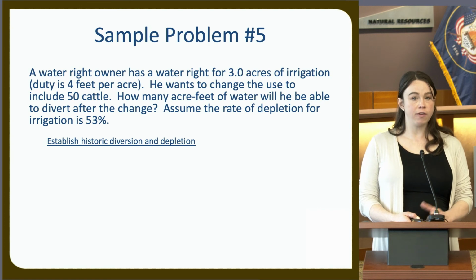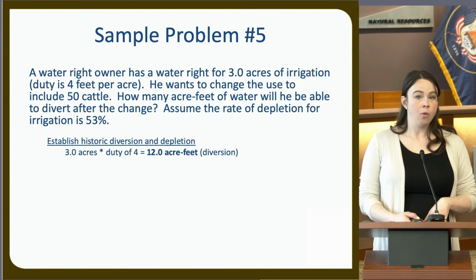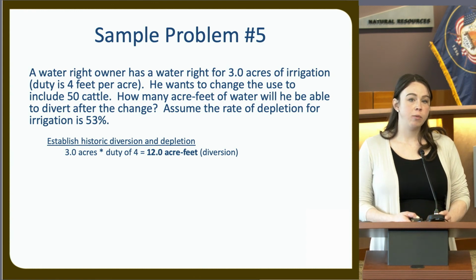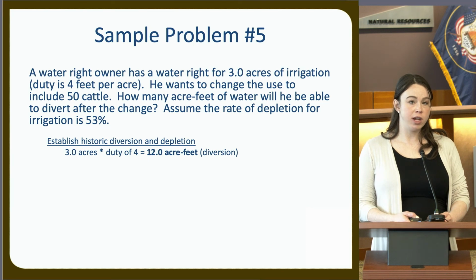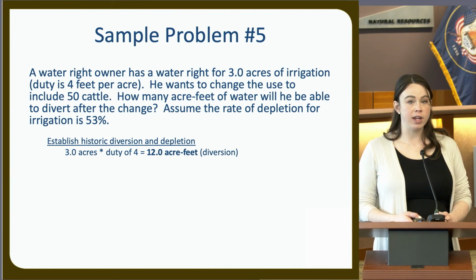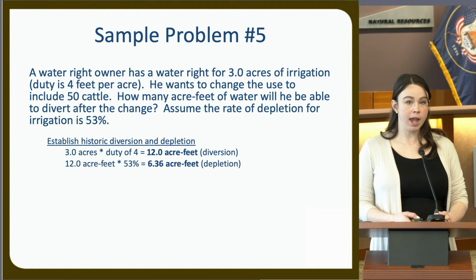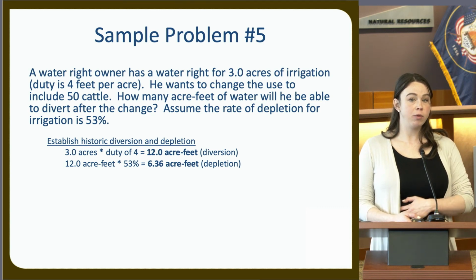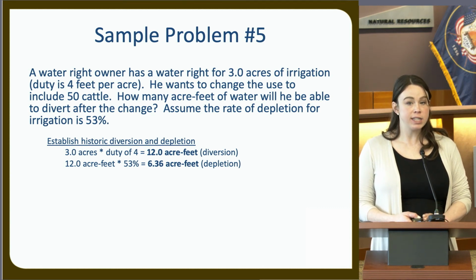First off, we want to figure out how much was actually being diverted and depleted. To find diversion, we've been doing this with our last problems. We can multiply that acre amount by that duty to get our acre foot amount. So he's been diverting 12 acre feet. Well, 53% of that is being depleted, so we multiply by that 53% to find that 6.36 acre feet is being depleted.